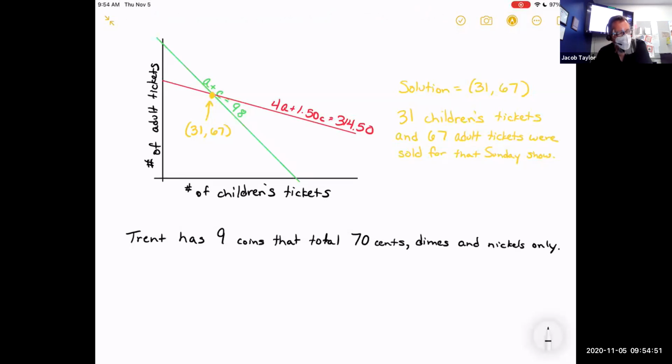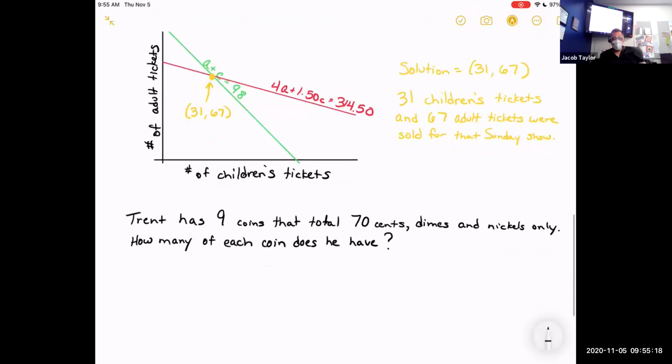Good. So what Shelby's saying is we know it's not all dimes. Because if you had 9 coins and they were all dimes, it'd be 90 cents. And we also know it's not all nickels, because how much would 9 nickels be? Nickels are worth 5 cents. 9 times 5 is 45.